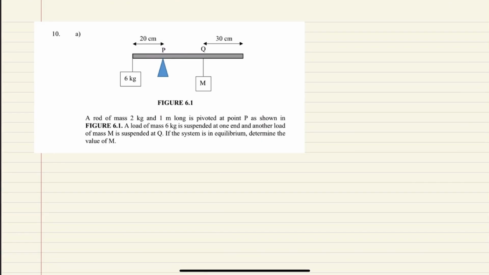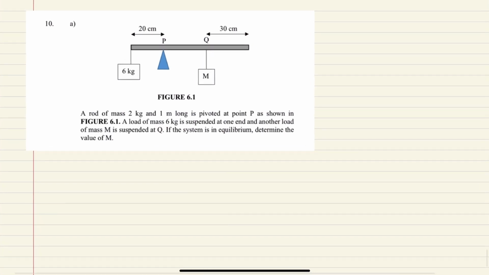Okay, let's look at one of the examples, one of the questions in the tutorial. This one is question 10a. A rod of mass 2 kg and 1 meter long is pivoted at point P as shown in figure 6.1. A load of mass 6 kg is suspended at one end, and a load of mass M is suspended at Q. If the system is in equilibrium, and the keyword here is in equilibrium, determine the value of M.